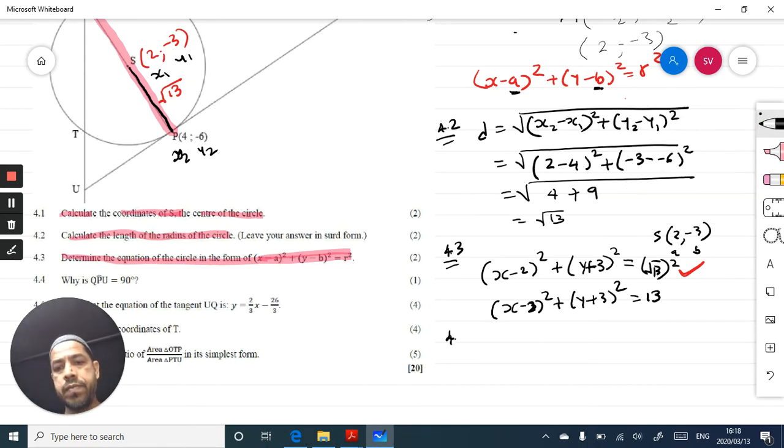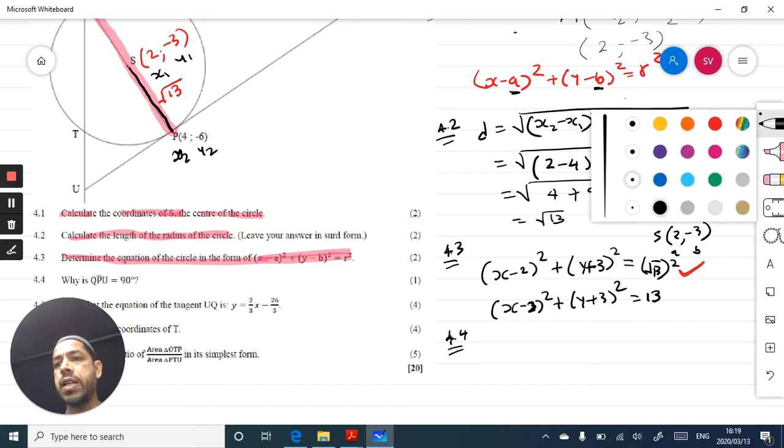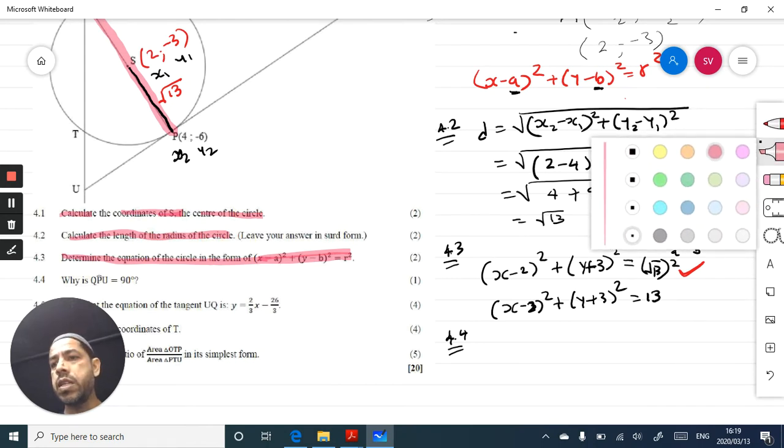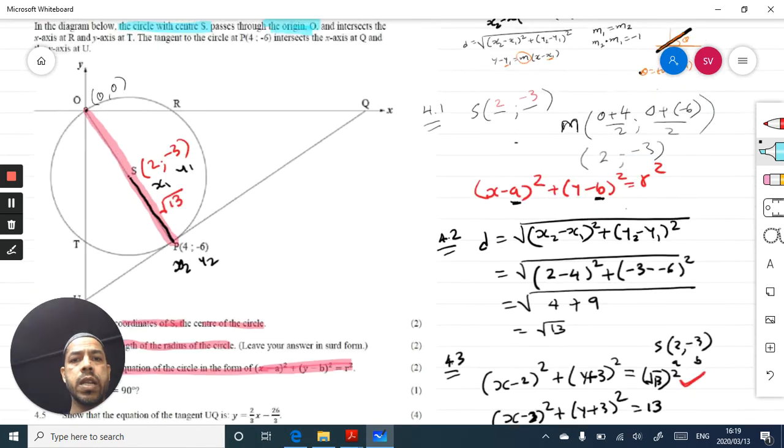4.4 now. Remember, we haven't finished reading. Whatever I did read a little bit, I worked on it, and that information was enough to follow some steps. So now I'm going to go and read further.